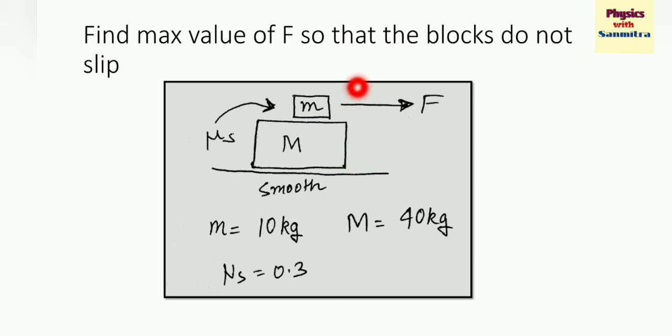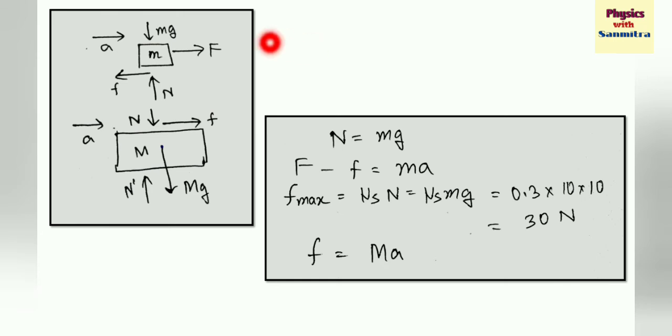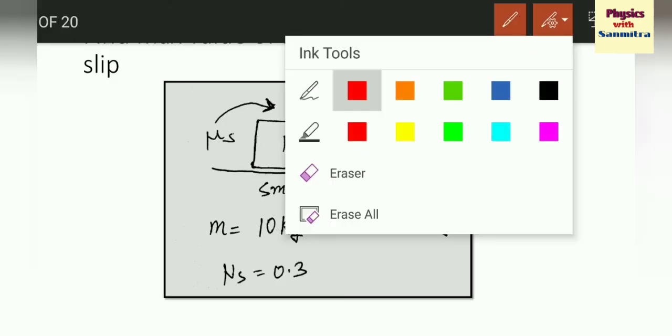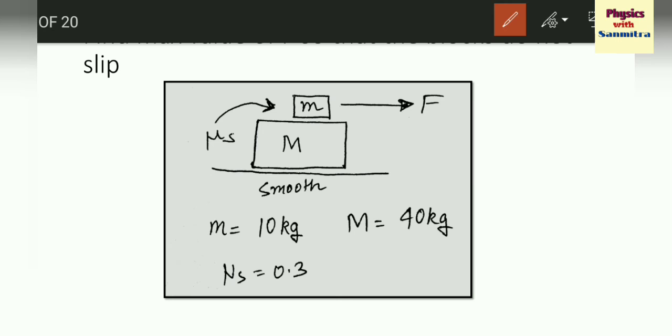And I am applying a force of F on the upper block. What is the maximum value of this F so that these two blocks will move together? There will be no slipping between small m and capital M. Okay, let's start. First, draw the free body diagram. What is the free body diagram here? Let's draw. Draw as many free body diagrams as you can. This will help you master this little skill.